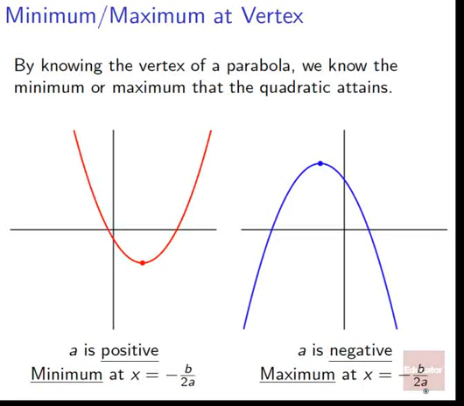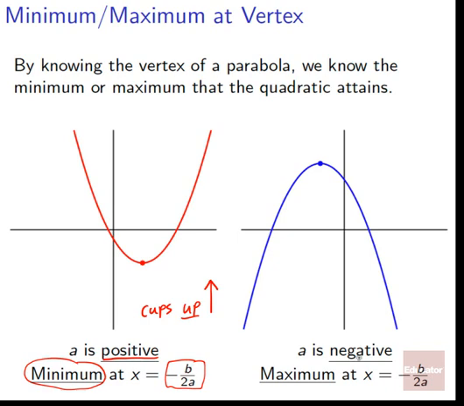Great. By knowing the vertex of a parabola, we also know the minimum or maximum that the quadratic attains. So if a is positive, it cups up, right? It goes up. So if it cups up, then we're going to have a minimum at the bottom. Then we will have a minimum at x equals negative b over 2a, because that's where the vertex is. And clearly that's going to be the most extreme point. The vertex is going to be the extreme point of our parabola, whether it's high or low, depending.